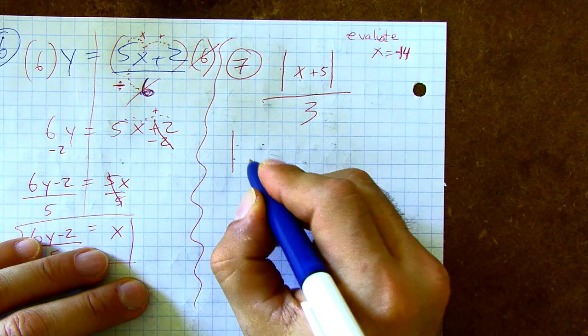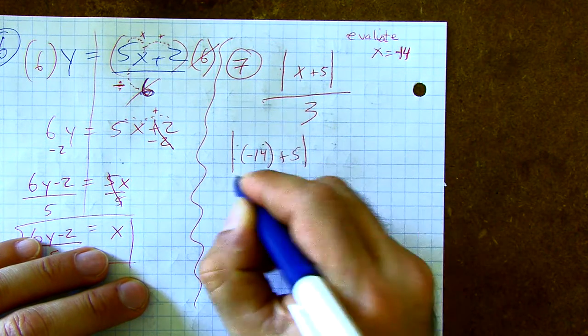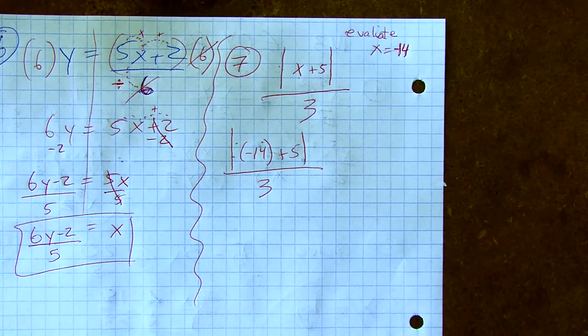And then check with your neighbor after you're done there. Essentially, we're just plugging in negative 14 plus 5. That's going to be absolute valued, and then divide by 3. So talk to your neighbor. What happened? Maybe check with Josh and Maggie back there real quick.